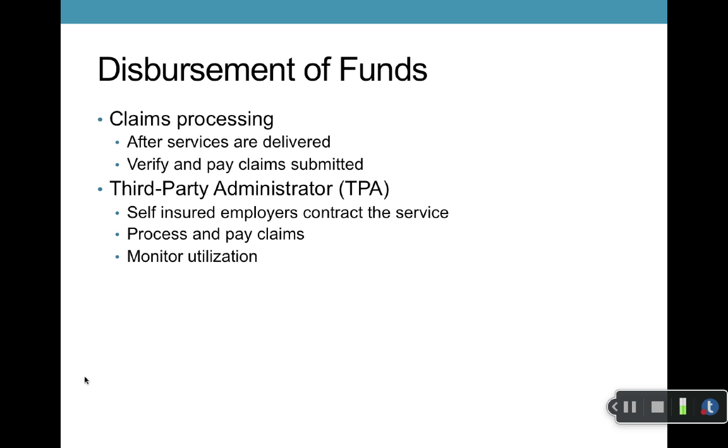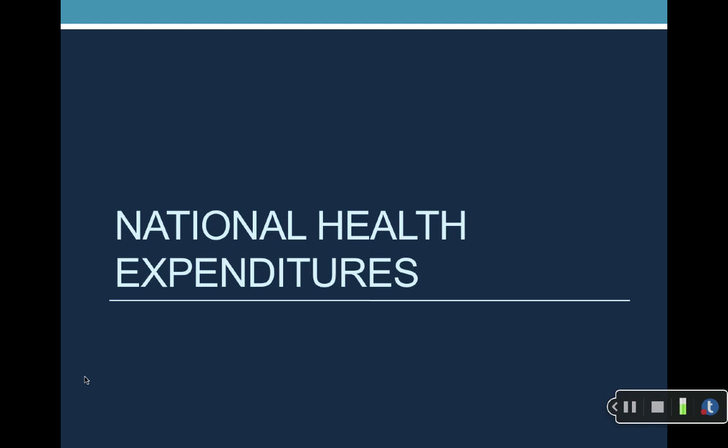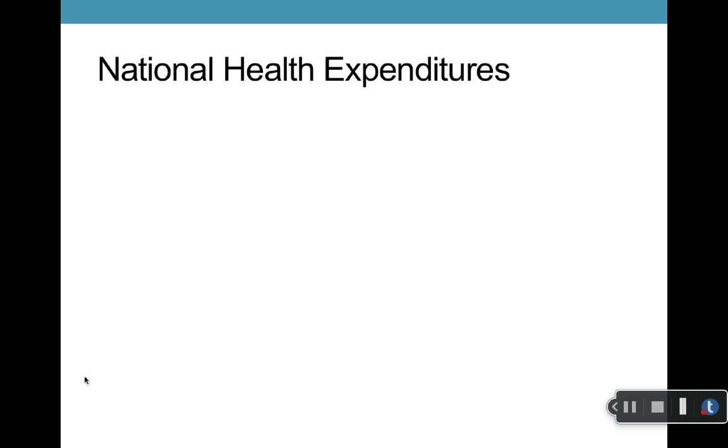The third-party administrator, so self-insured employers contract the service with the provider. They process and pay the claims. They monitor utilization as a way of controlling costs. There may be fiscal intermediaries or other carriers such as Medicare or Medicaid, which get involved in the processing of the claim to engage in oversight and the process of payment for those programs.